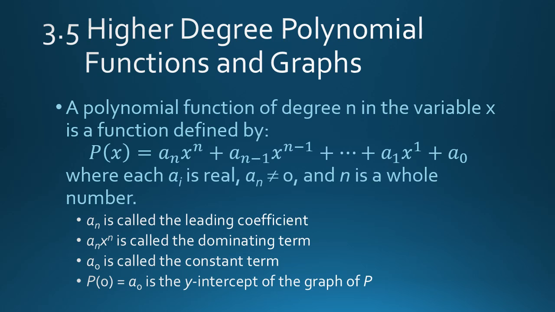A sub n is called the leading coefficient. It is the number in front of the x with the highest power. A sub n x to the n is called the dominating term. A sub 0 is called the constant term. And p of 0 equals a sub 0 is the y-intercept of the graph of p. In other words, when you put in 0 for x, what you're left with is a sub 0, and that is the y-intercept.